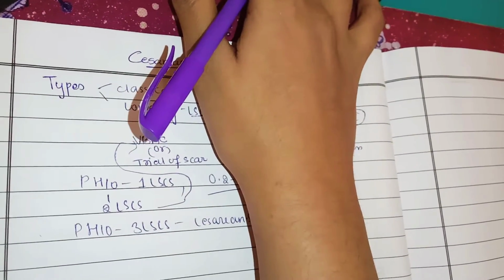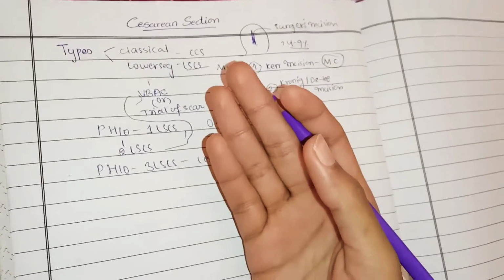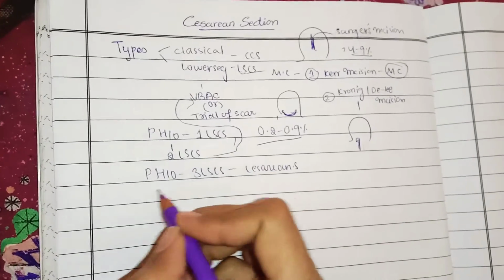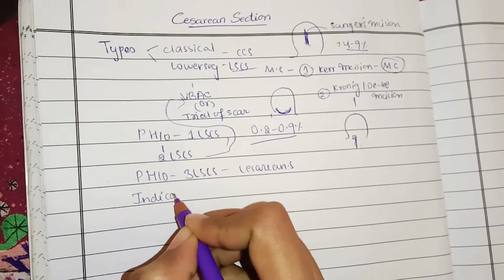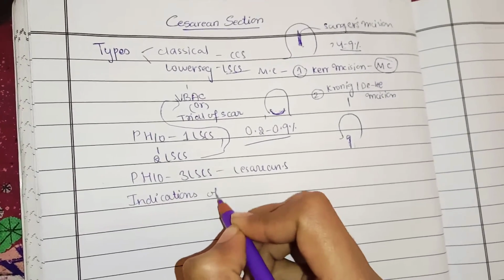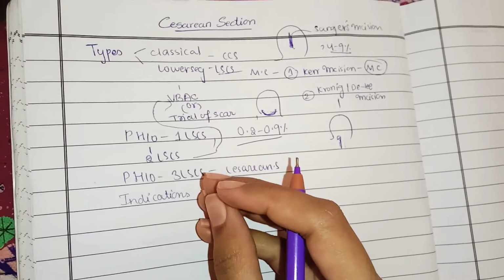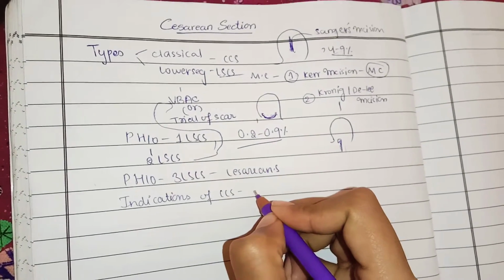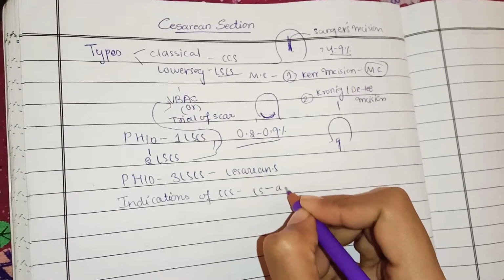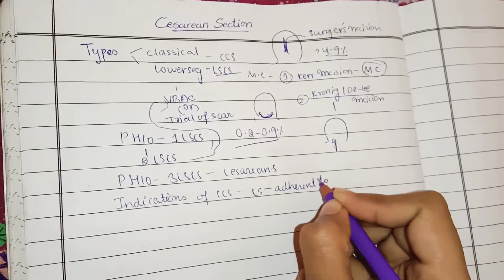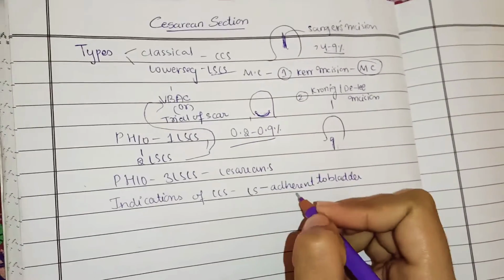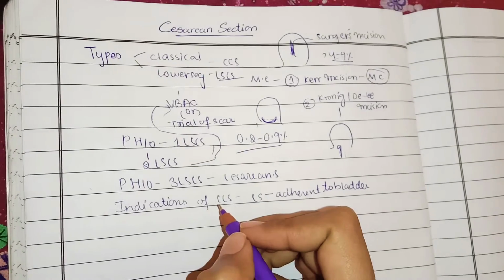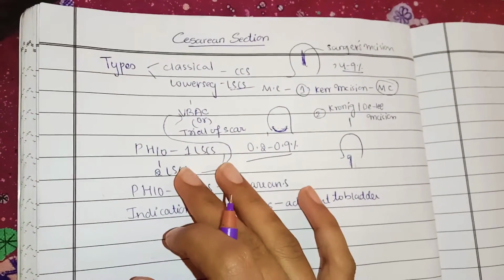Now in the case of classical cesarean section, even with one previous history, you need to go for cesarean section itself. You can't do trial of scar or VBAC. Now coming to indications of classical cesarean section: when access to the lower segment is difficult, in cases like the lower uterine segment being adherent to the bladder. If it is adherent to the bladder and you do lower segment cesarean section, the bladder may get cut. So here the indication is classical cesarean section.